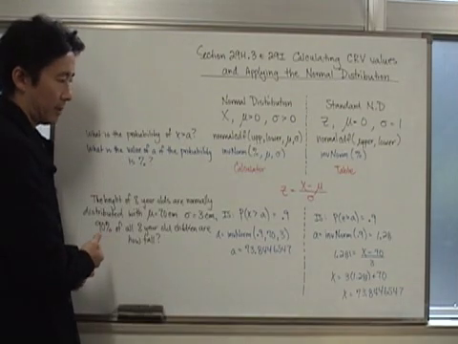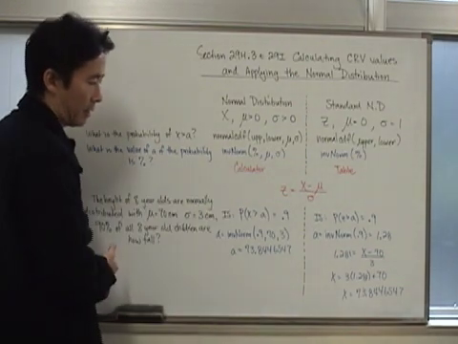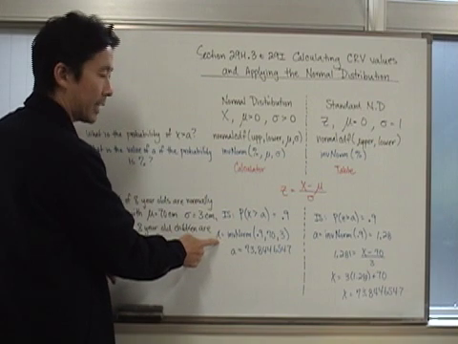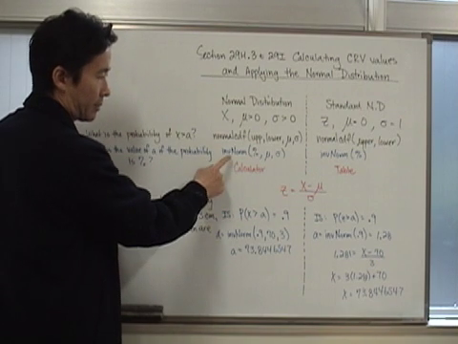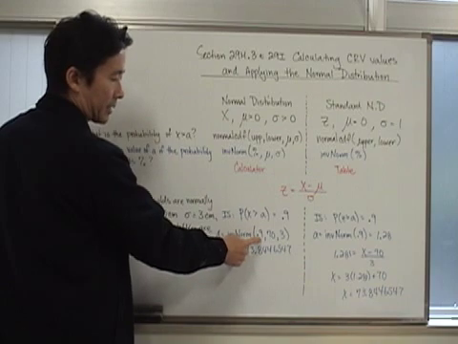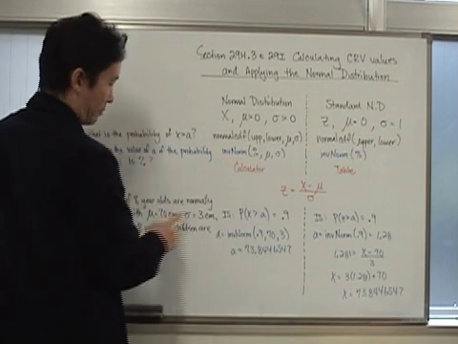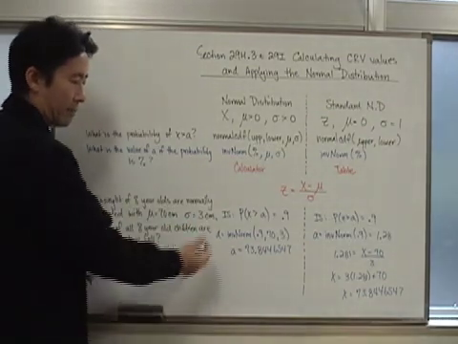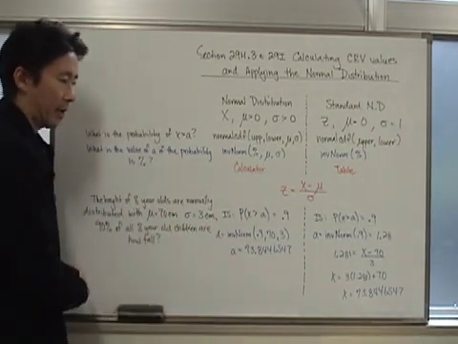Okay? So again, since we have our calculator, we can very easily say that the A value, or the height of the children, is going to be the inverse norm of 90%, the mean, which we know is 70, and the standard deviation, which we know is 3. Pop that into your calculator and sure enough you get the value of A.